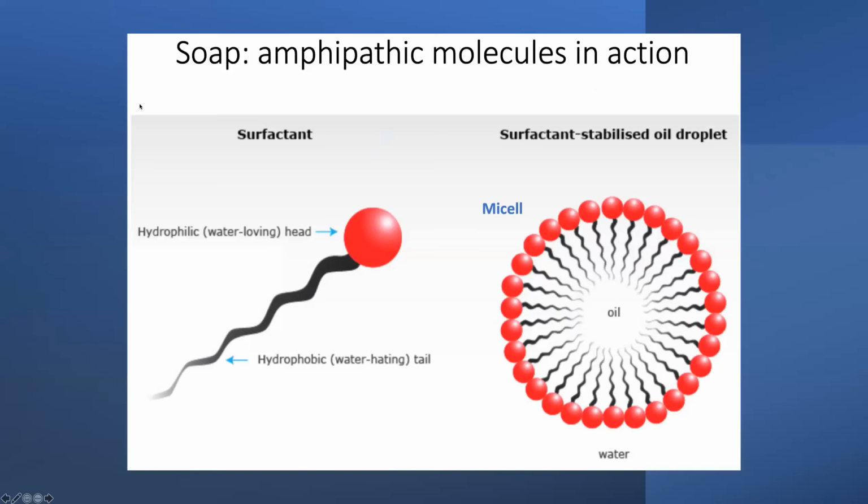Another place we run into amphipathic molecules is with soaps. Soaps are amphipathic molecules in action. So a soap is a surfactant. It breaks the surface tension. And a soap is always composed of a hydrophilic head and a hydrophobic tail. And if, for example, you have oil in water and you pour in soap, what is formed are called micelles, where these hydrophobic tails go into the oil and the hydrophilic heads remain in the water.